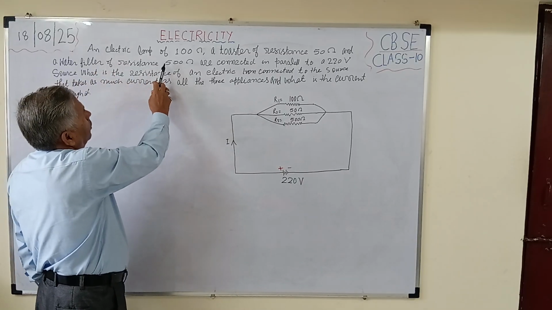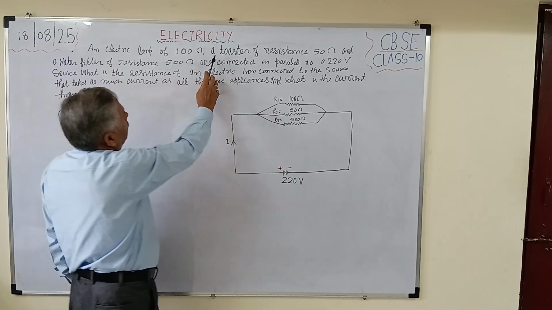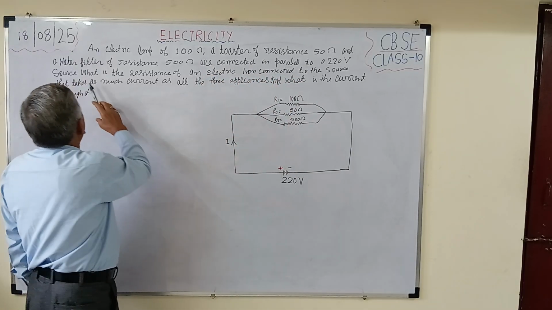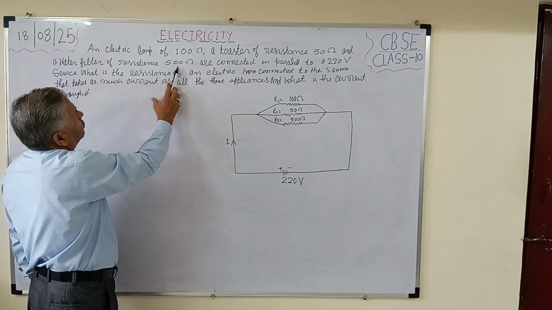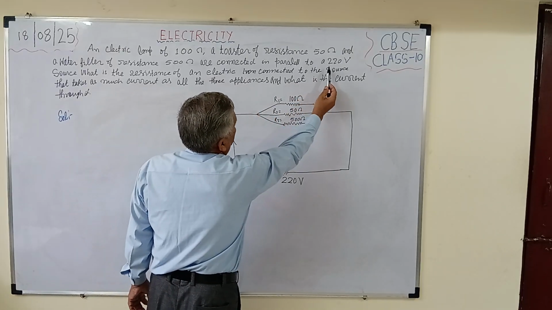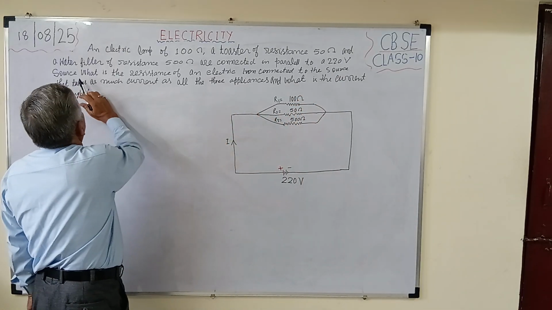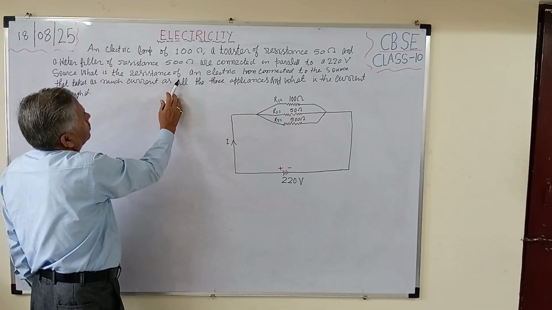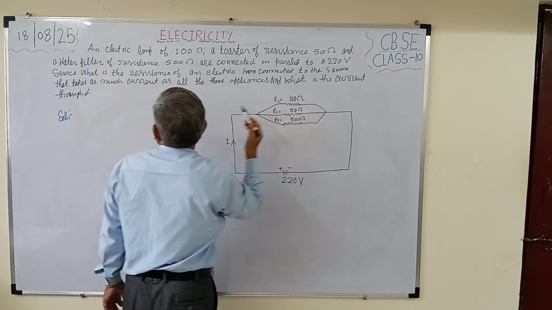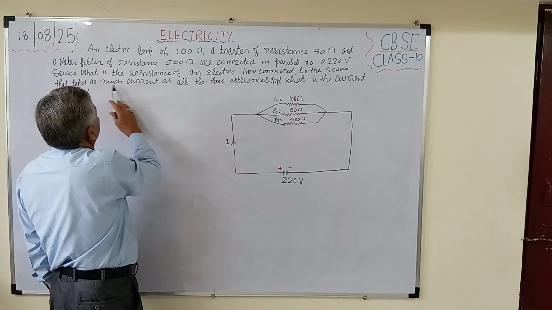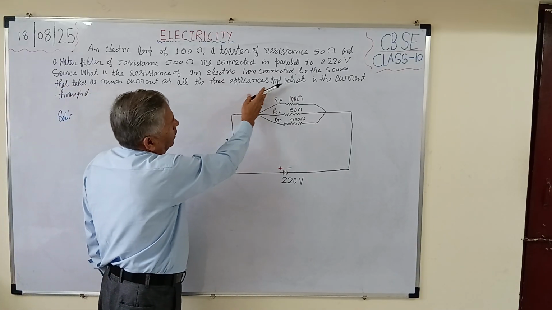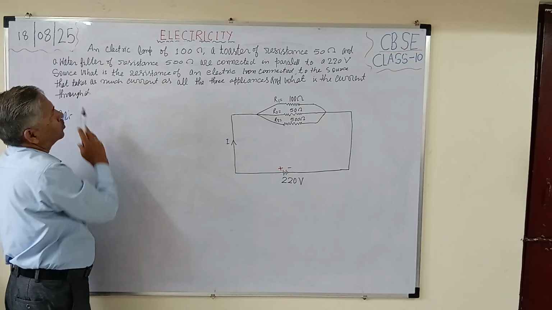An electric lamp of 100 ohm, a toaster of resistance 50 ohm and a water filter of resistance 500 ohm are connected in parallel to a 220 volt source. What is the resistance of an electric iron connected to the source that takes as much current as all the three appliances, and what is the current through it?